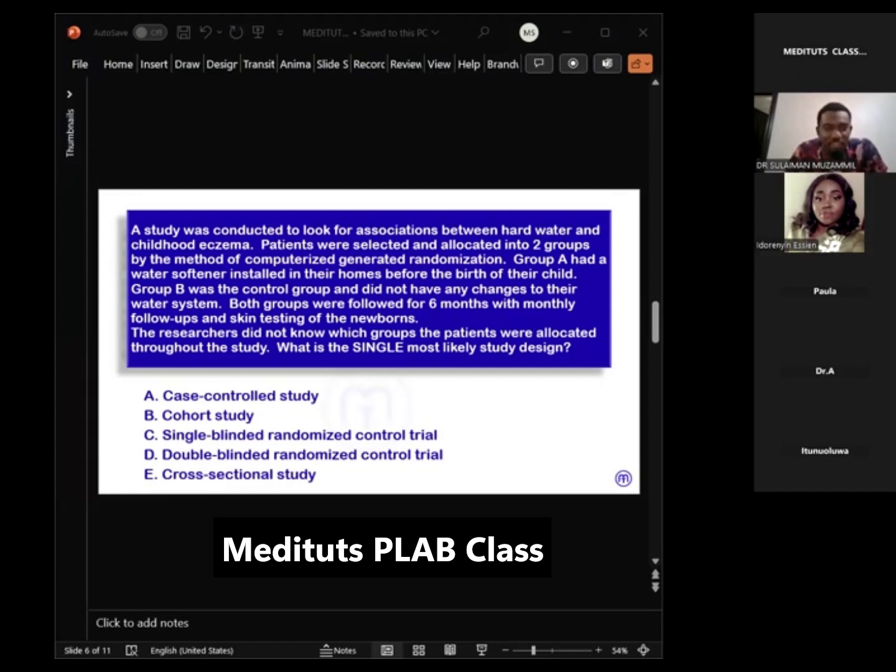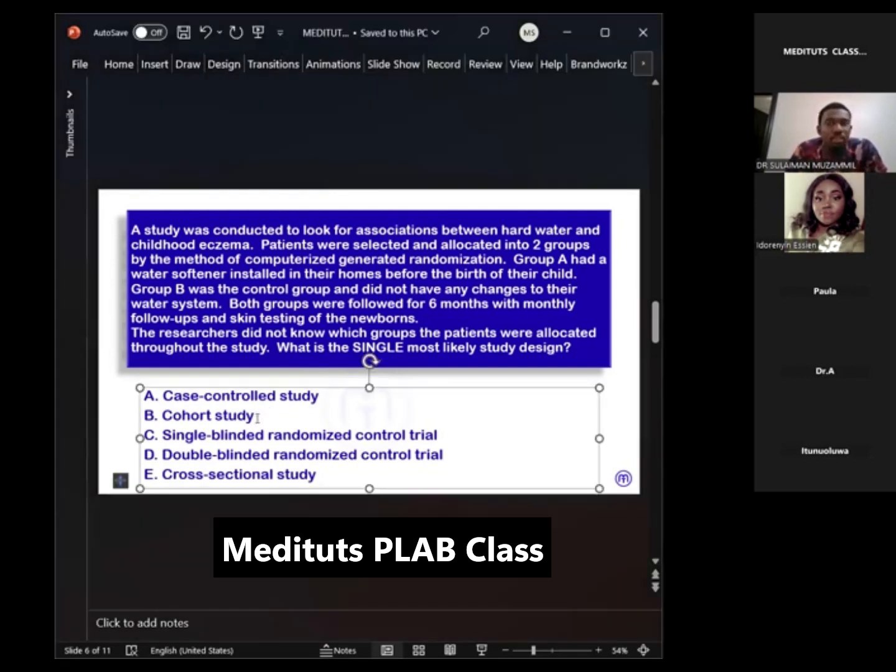I really like that answer. It means you understand the point of the question. Remember, we said when you're following people into time, it becomes a cohort study from earlier. But it doesn't apply if you are changing something in their lives. So for a cohort study, you are just observing them. That is an observational study. If you begin to test something on them, it becomes a trial. Now they are trying the water softener if it is going to make any difference. So this becomes a trial.